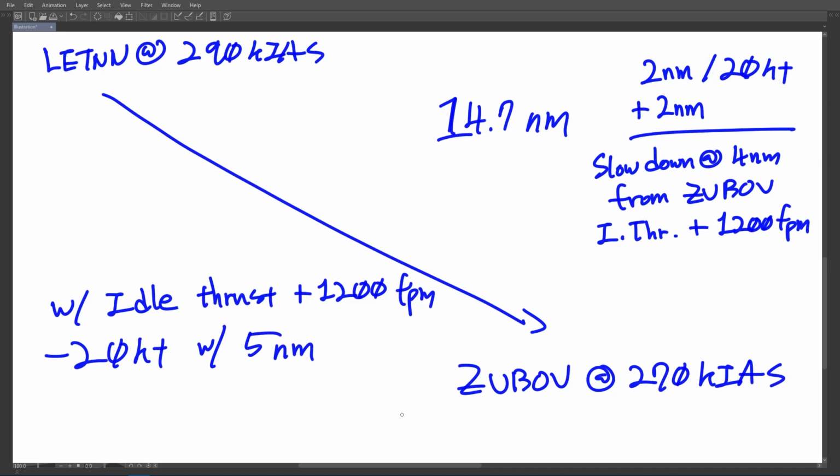So that's what I usually use for a rule of thumb. If I have to lose 20 knots, I basically just look ahead 5 miles. And then I go idle thrust, 1200 feet per minute, and there you go.